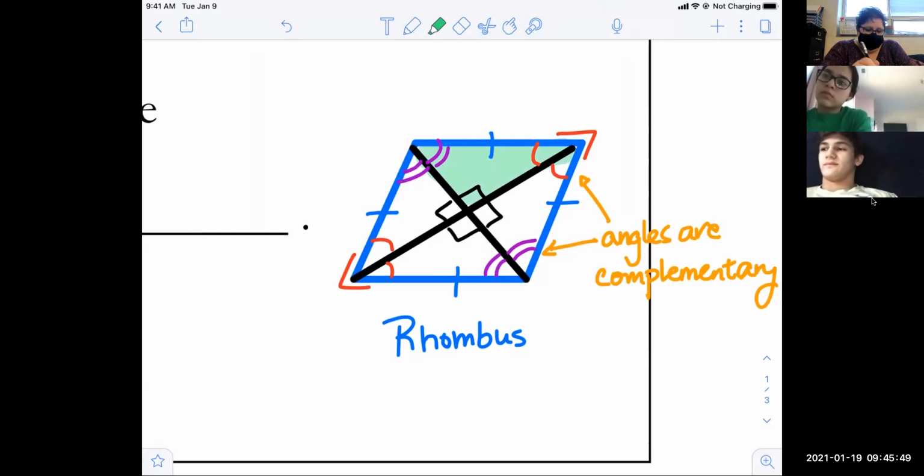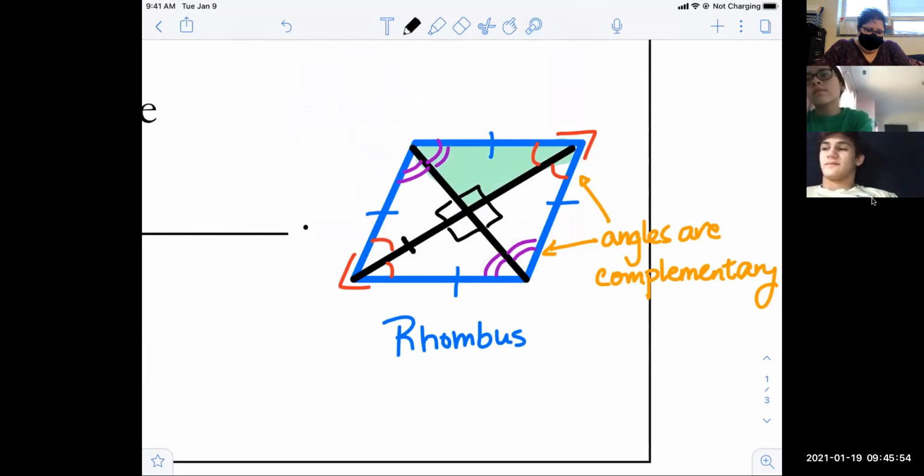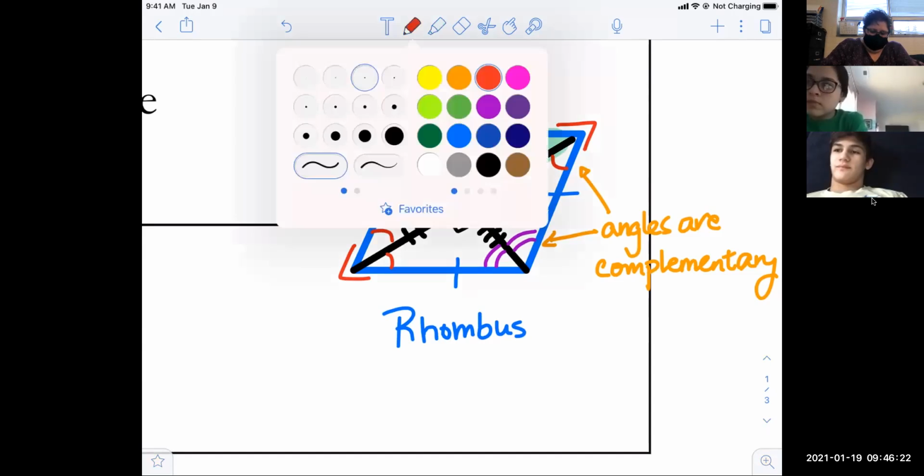And actually, since this is a parallelogram, the diagonals bisect each other, so I could also do this. I didn't do that, but that's also true, right? What can you tell me about the little triangles? What is true about the little triangles? Jake, what's true about the little triangles? They're all congruent. So that's something that's helpful to know.